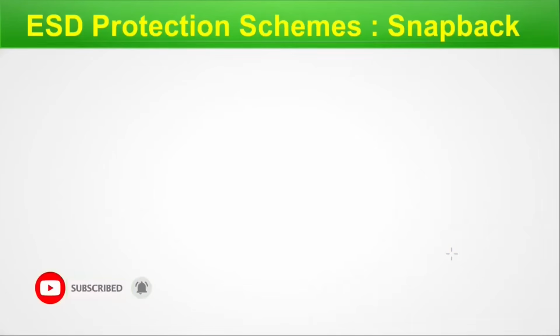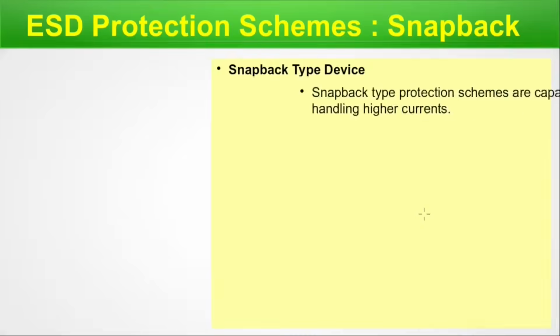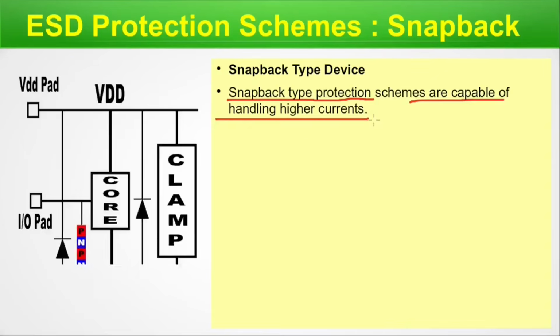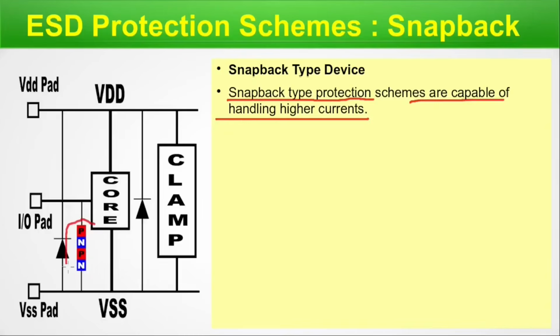ESD protection schemes, the snapback devices. Snapback type protection schemes are capable of handling very high current. Here you can see we have an SCR put here, a PNPN structure. The rest of the circuit looks very familiar to you. We already talked about it. We have two diodes here and we have an SCR here. And the rest of the circuit is the VDD pad, IO pad, VSS pad and our power clamp.